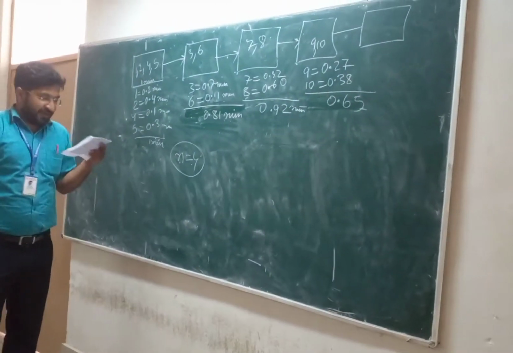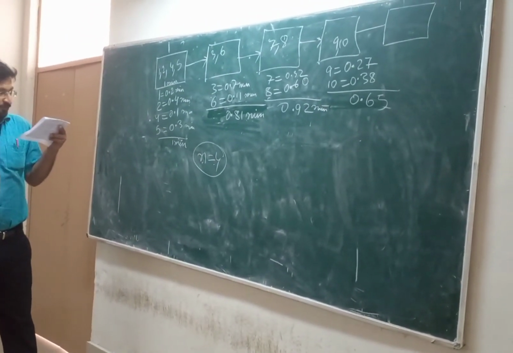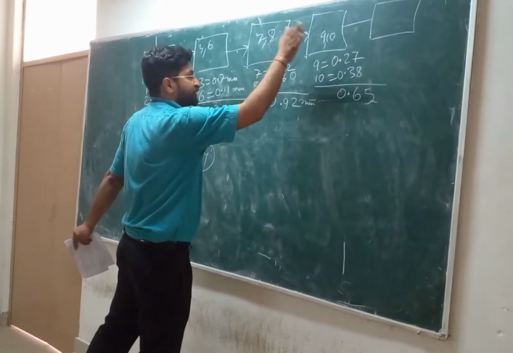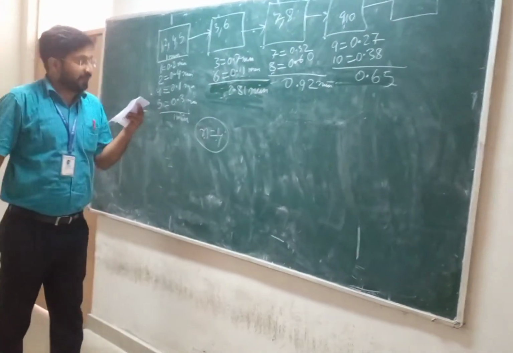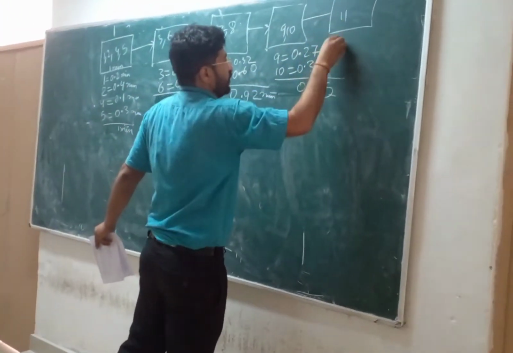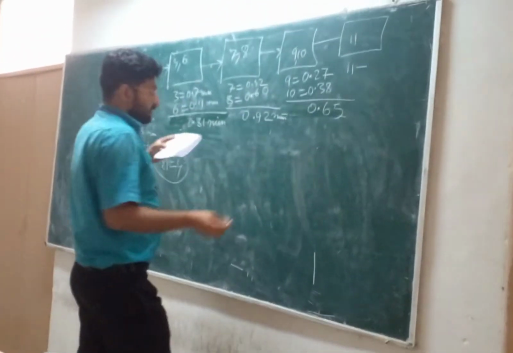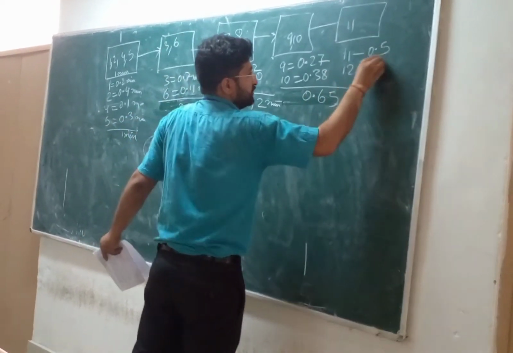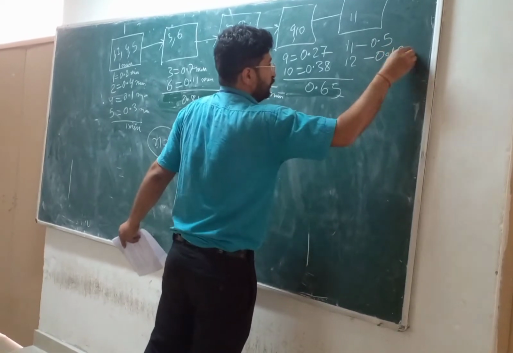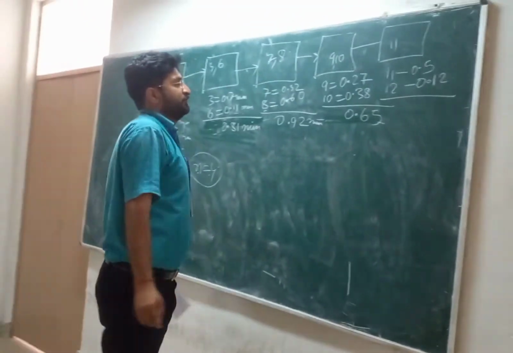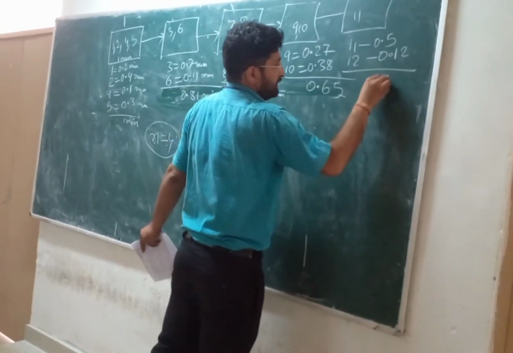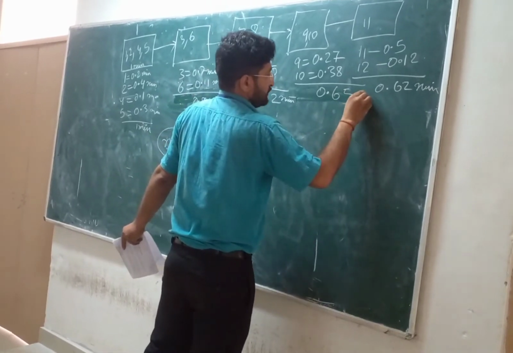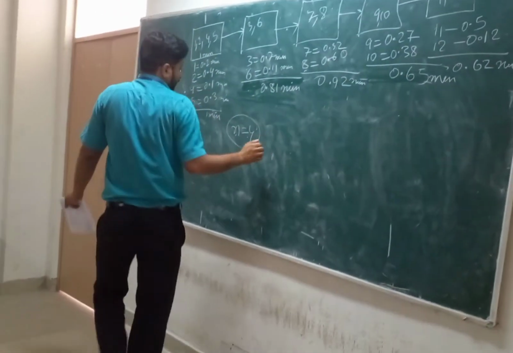Now process 11 and 12 is left here, right? So 11 is preceded by 9 and 10. 9 and 10 element assembly has been done here. So we can write it here as 11. So what is the timing for 11? 0.5, and for 12 it's 0.12. If we add it, how much we get? 0.62 minute. All units are in minute.